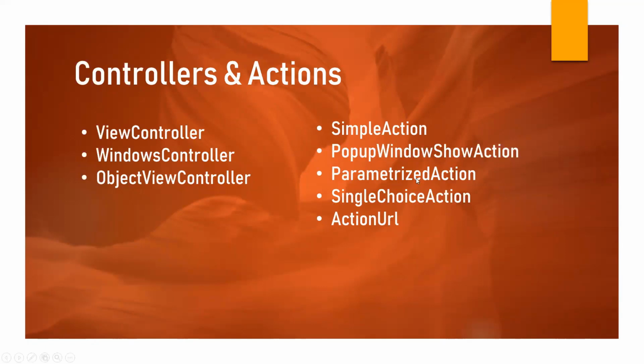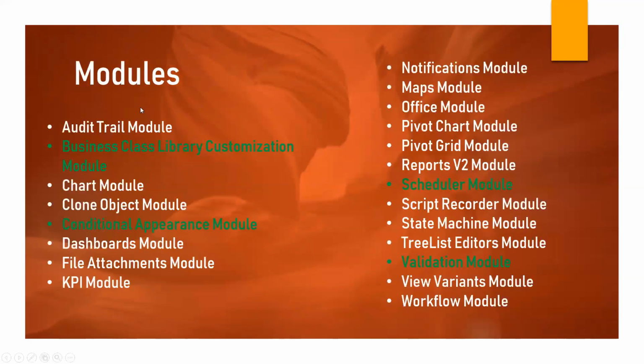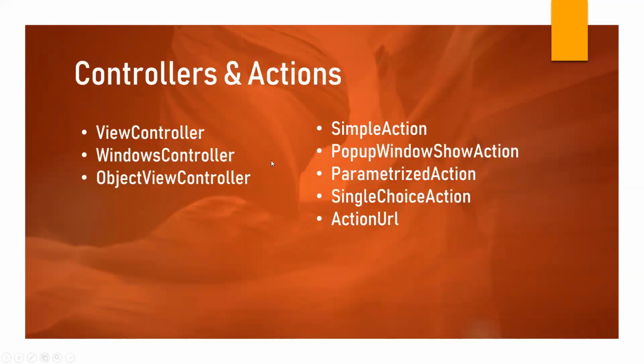A pop-up. Sometimes we want to open a new view in a new window. For that, we use the pop-up window show action. Sometimes we want to read a value and then execute some code. That is the parameterized action. And sometimes we want to present a tree of choices. There's a single choice action. So basically, within these 4, all the interactions that the user can do to your application, how the user will interact with your application, can fall into these 4 types of actions.